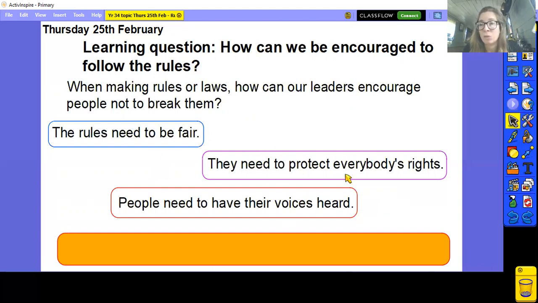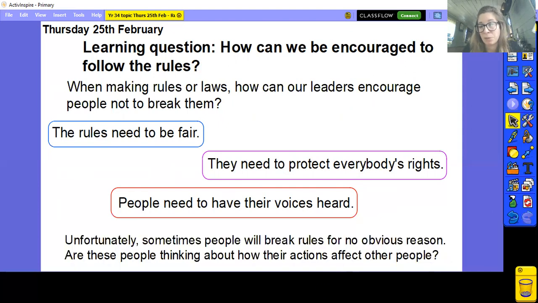So we create these rules, and then we try to create ways that we can support people in following these rules. But as I said before, unfortunately, sometimes people will break the rules, and it'll be for no obvious reason. So are these people thinking about how their actions affect other people? You might see things in the newspaper sometimes where people have done something and you think, well, why would you? That's not the right thing to be doing. And you have to question whether the people involved were thinking about the consequences. Were they thinking about other people? Or maybe they were just thinking about themselves more. And that can be a problem in society when we've got lots of people living together. It's really important that we have empathy and we do think about others.